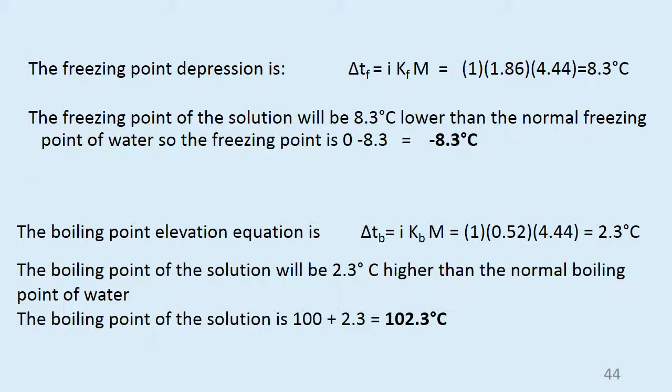So if we plug it into our equation, the freezing point depression will be 1 times 1.86 times 4.44, which is 8.3 degrees. Again, we subtract that from 0, and so we find that the freezing point for this solution is negative 8.3 degrees Celsius. The boiling point elevation, again, i is 1, 0.52 is the constant, m is 4.44, so that gives us a boiling point elevation of 2.3. If we add that to 100 degrees, we get 102.3.